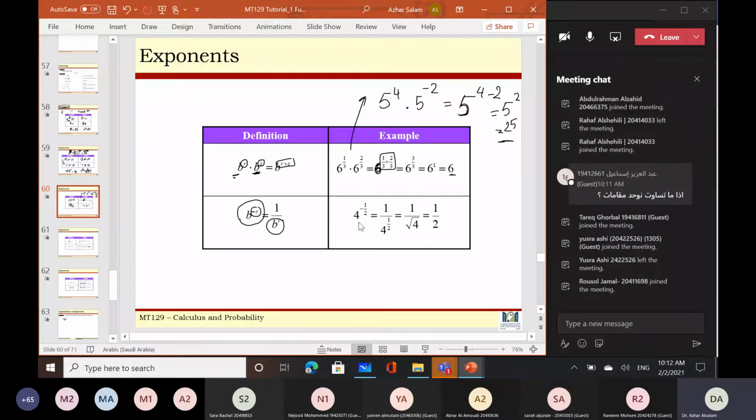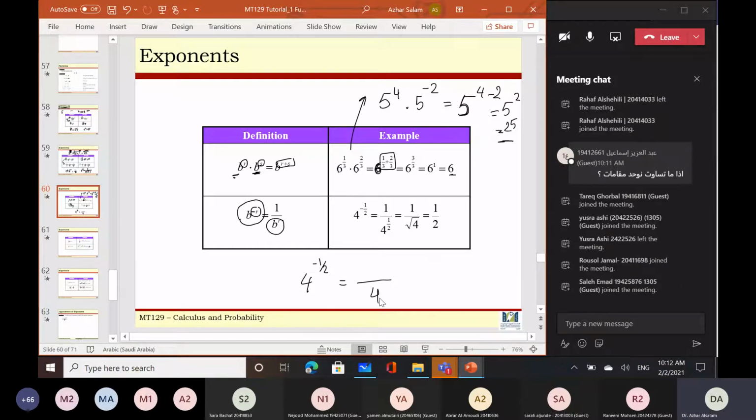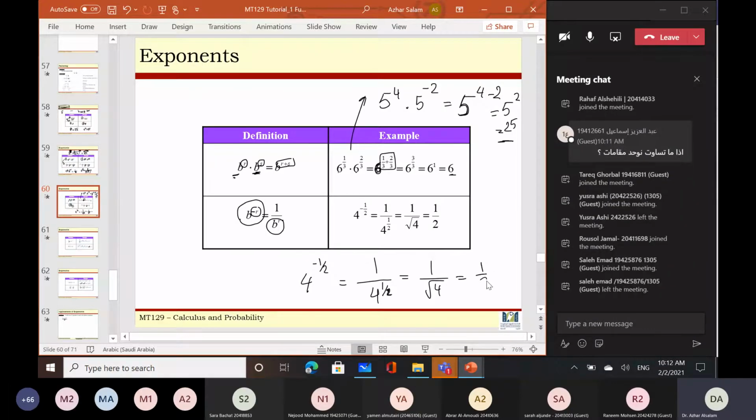Like this, if I have here 4 to the power minus half, this means that 4 actually is in the denominator with the same exponent like this. And this is the rational exponent, so it's a square root. Okay, the 2 here in the denominator means the square root of 4, which is 1/2.